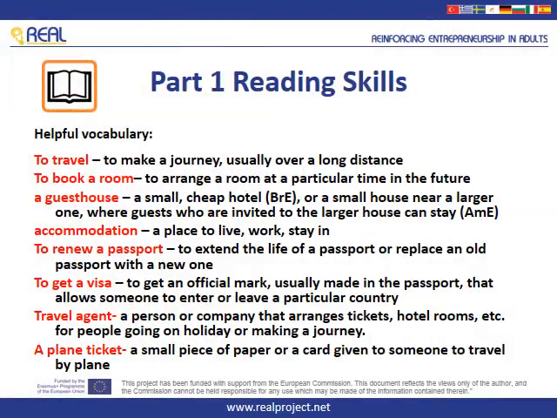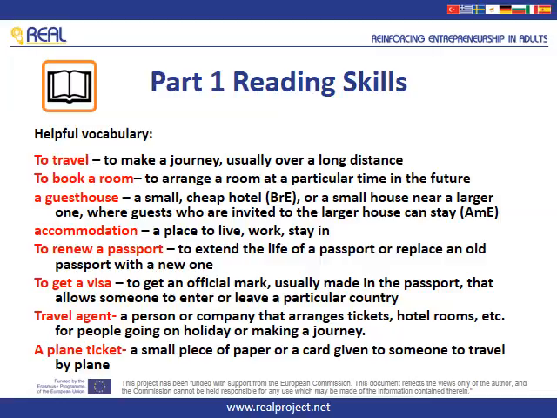Now, let's see some basic vocabulary about travel. To travel means to make a journey, usually over a long distance. To book a room is to arrange to have a room at a particular time in the future. While the compound word a guest house refers to a small, cheap hotel in British English, it refers to a small house near a larger one, where guests who are invited to the larger house can stay, in American English. Accommodation is a place to live, work, stay in.